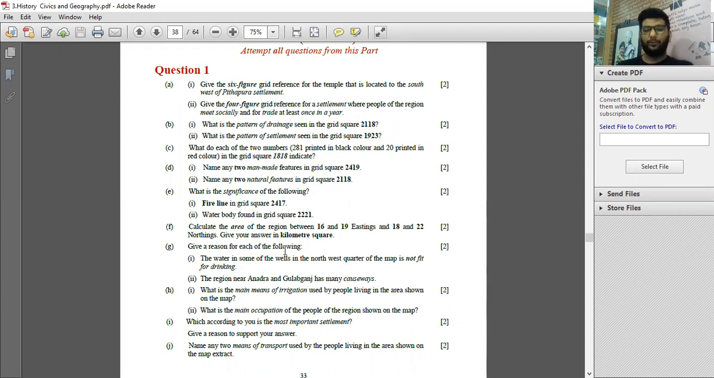G, give a reason for each of the following. The water in some of the wells in the northwest quarter of the map is not fit for drinking. G, the second, the region near Anadra and Gulabganj has many causeways. H, what is the main means of irrigation used by people living in the area shown on the map? H, second, what is the main occupation of the people of the region shown on the map? I, which according to you is the most important settlement? Give a reason to support your answer. J, name any two means of transport used by the people living in the area shown on the map.